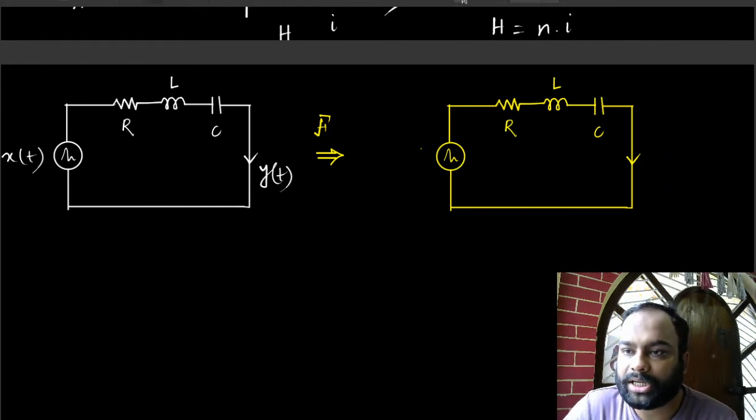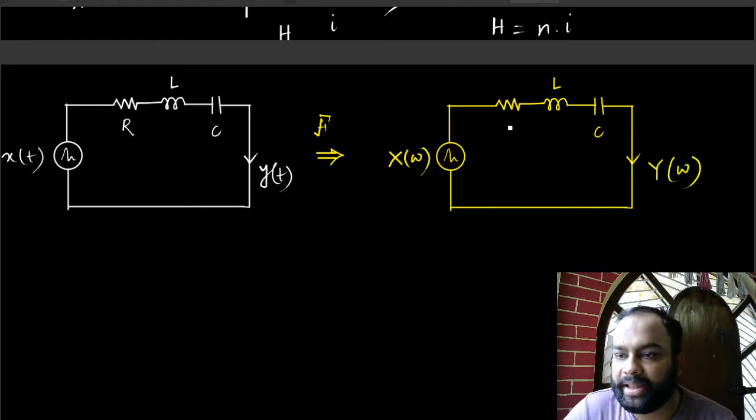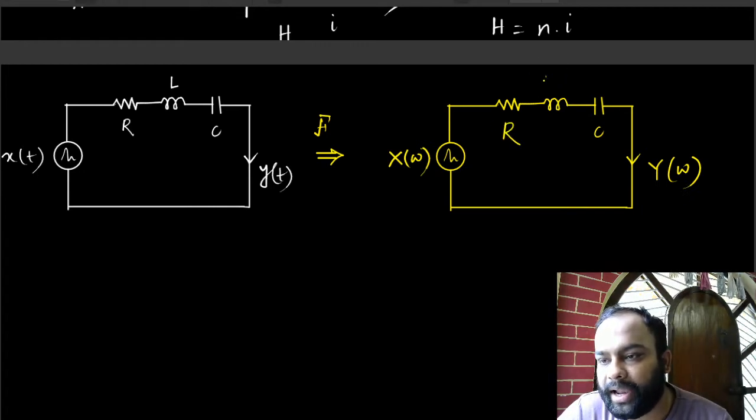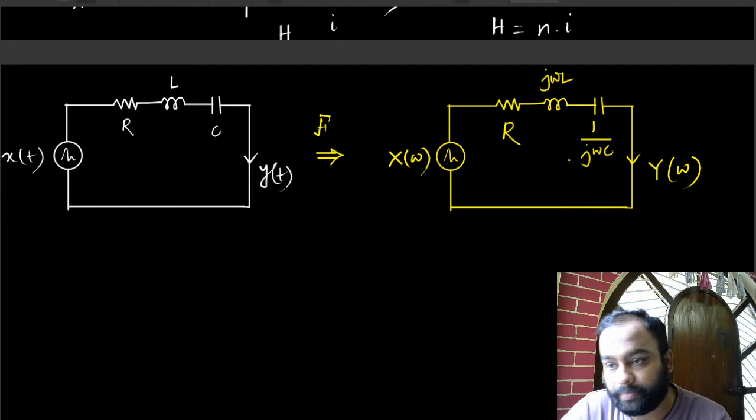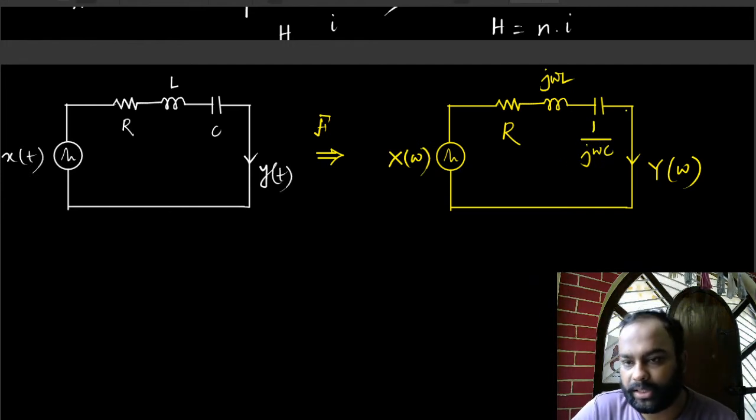So as such, I shall have X(ω) here. The current through this would be Y(ω), current through everything, because it's a series circuit after all. And the impedance here will be R. The impedance here would be jωL. And the impedance here would be 1/(jωC). So that is understood, right? That's after Fourier transform here, right?